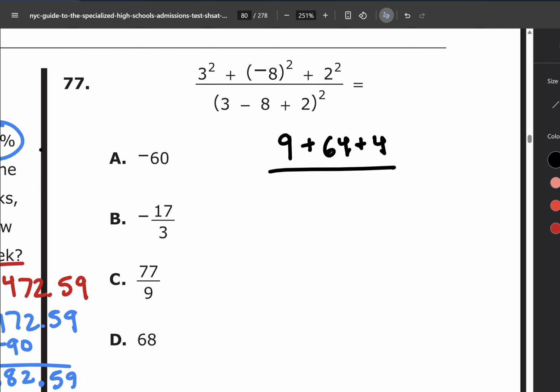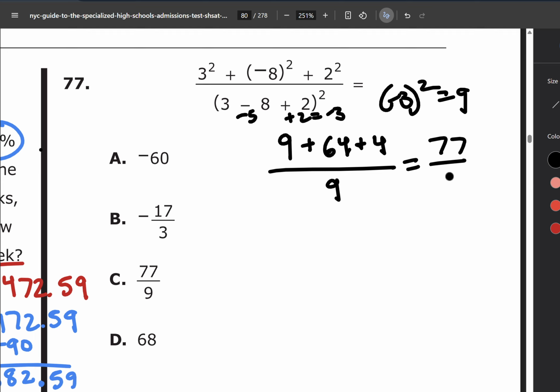So first we're going to start off with 3 minus 8. 3 minus 8 is negative 5, and then plus 2 is negative 3, and then negative 3 squared is 9. So the denominator is 9. Then all we have to do is just add this up. 64 plus 4 is 68, plus 9 is 77, and the denominator is 9. So our answer should be 77 over 9, which is choice C.